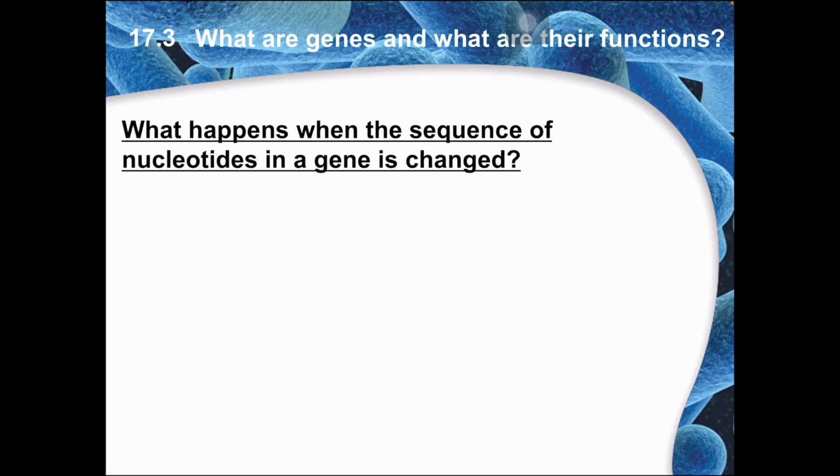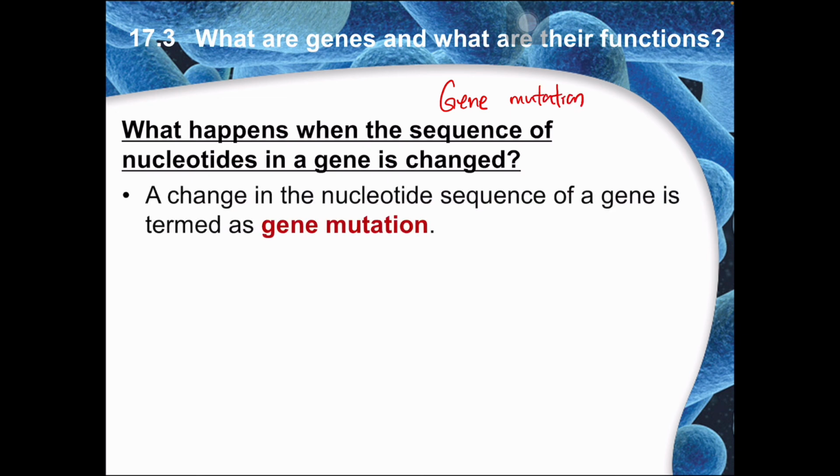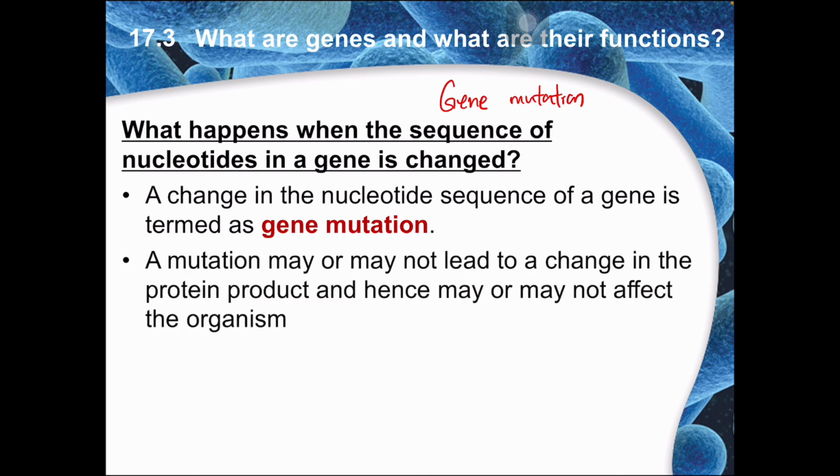Now, what happens when the sequence of nucleotides in the gene is changed? So right now I'm talking about this process called mutation. You have learned about mutation in the earlier chapter in inheritance, but what is important over here is to take note that we are going to focus on the type called gene mutation. In gene mutation, the nucleotide sequence actually changes. Remember what I said earlier? Gene is a sequence of nucleotides, so if you change one of it to something else, it will affect the amino acids that can be formed. In other words, it affects the type of polypeptide that can be formed.